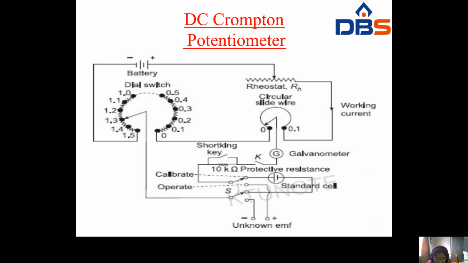But whenever you close the switch and give the voltage value, at that time you have to adjust the rheostat. Then the working current will flow through the slide wire and dial switch, and it will show another reading. At that time you have to find out the unknown EMF value.